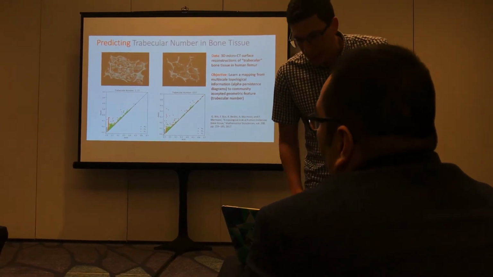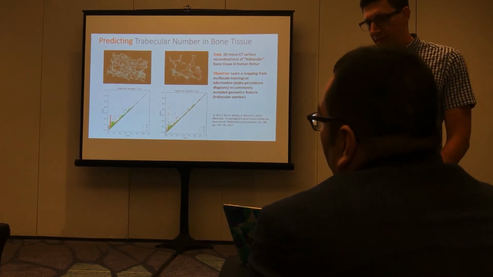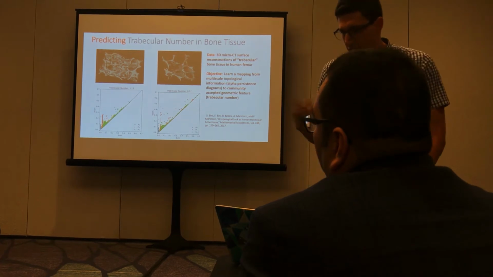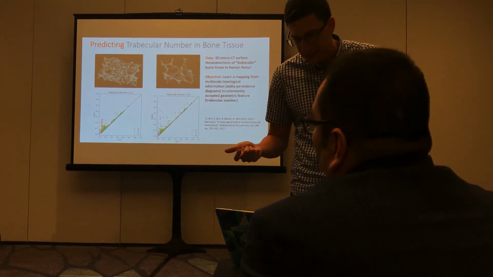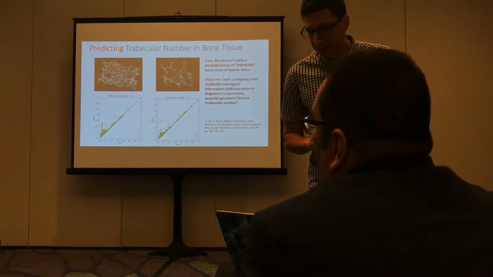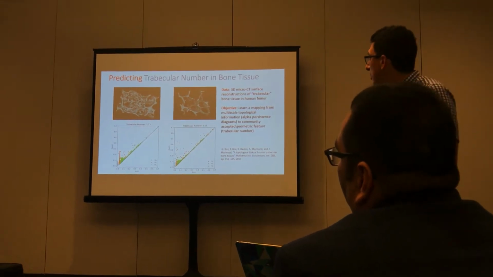inside the bones. Okay, so one of the accepted features in this context is called the trabecular number. Just to give you the specifics of what that is, it's the inverse of the average distance between branches of the medial axis of the shape. So shapes with large holes tend to have lower trabecular number.